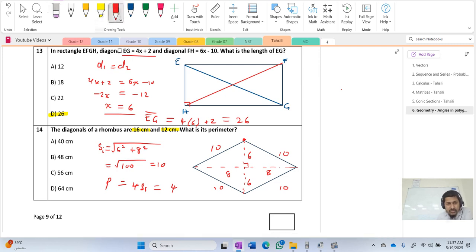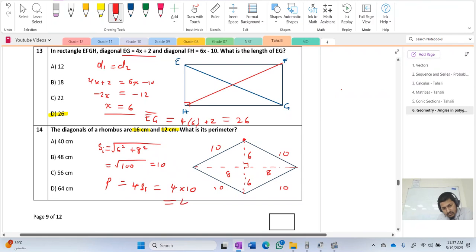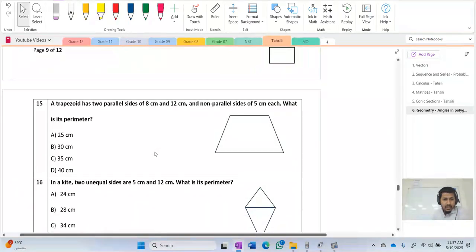8 plus 12, that's 20. Perimeter is 8 plus 12 plus 10. Right, so you're just going to get 30. That is simple.